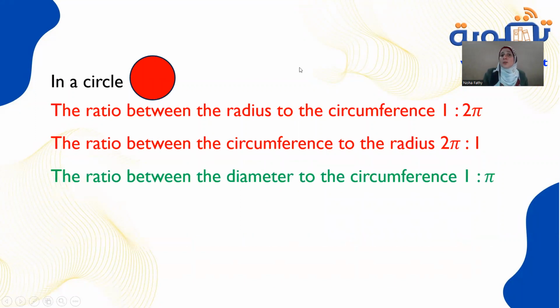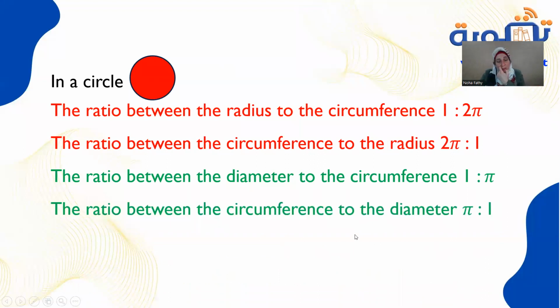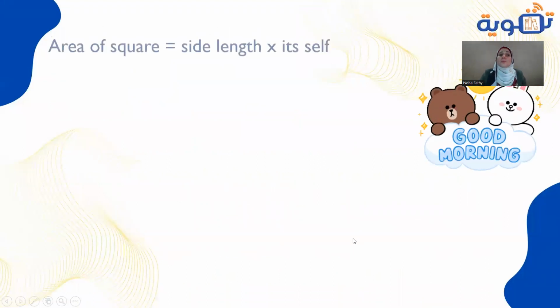How about diameter and circumference? Diameter D, circumference pi times diameter. Cancel diameter with diameter, so 1 to pi. So between diameter and circumference, 1 to pi. Between circumference and diameter, I reverse the ratio, pi to 1.